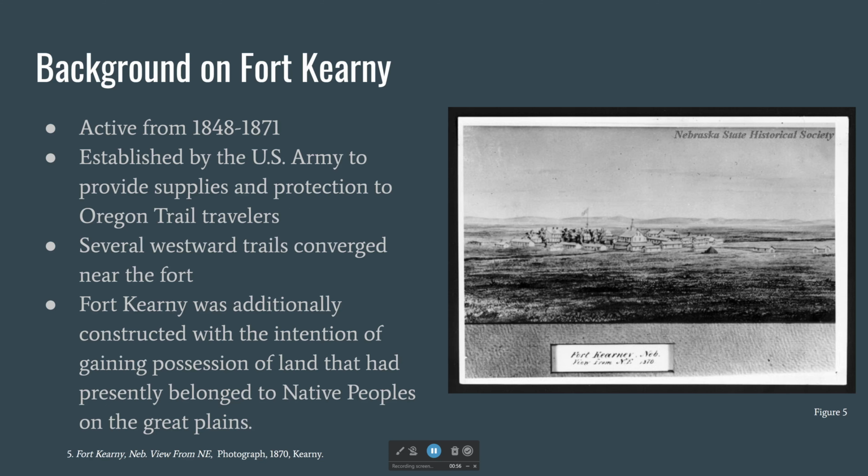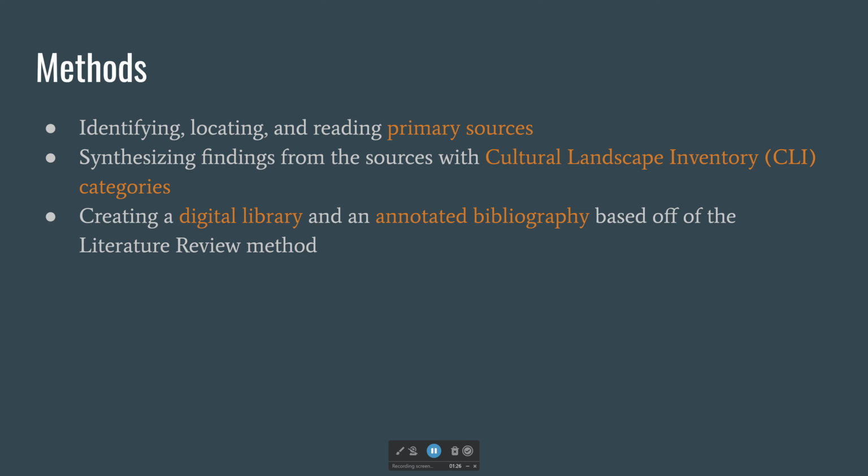Some background on Fort Kearny is that the fort was active from 1848 until 1871 and was established by the U.S. Army to provide supplies and protection to Oregon Trail travelers. Several westward trails converged near the fort by the Platte River, and so many westward emigrants used and traveled by this fort, and it became a hub for those emigrants. And Fort Kearny was additionally constructed with the intention of gaining possession of land that had presently belonged to native peoples on the Great Plains.